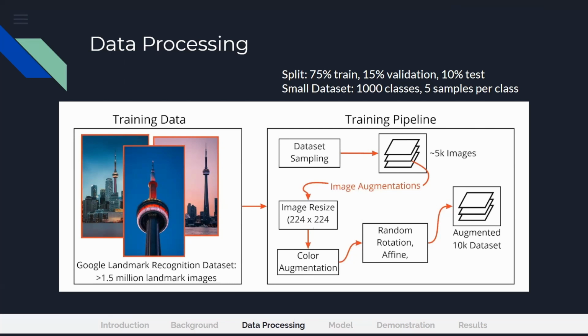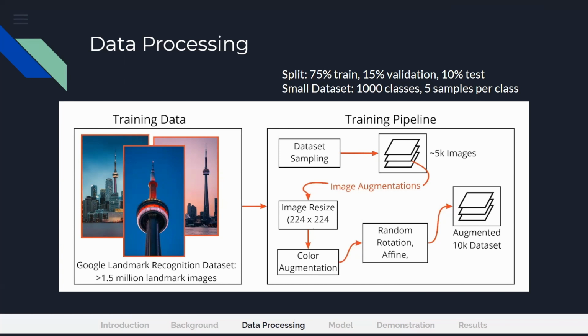For the actual data processing pipeline, we opted for a conventional set of transformations that are compatible with many pre-trained models. Firstly, we applied the standard center cropping and reshaping to 224 by 224. Then, at train time, we randomly applied affine transformations and color distortions.